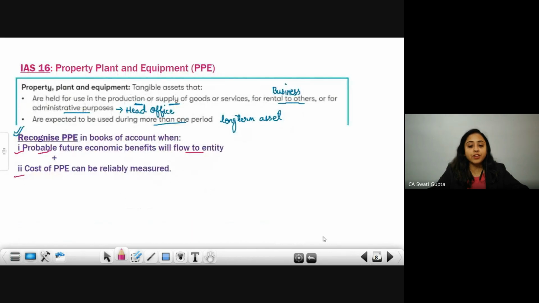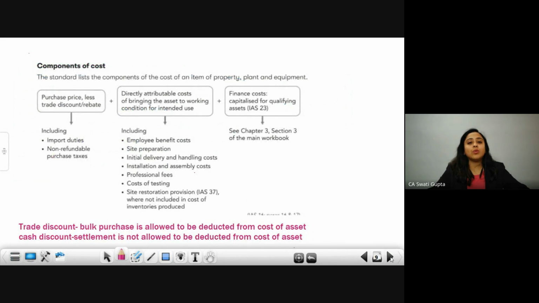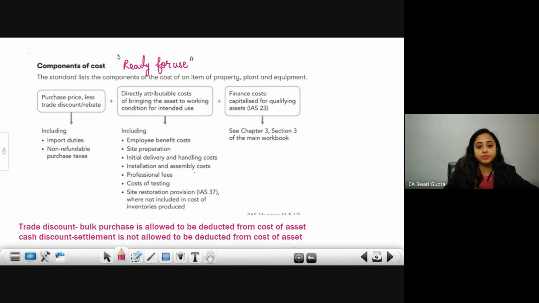Okay, next. Now, if we talk about cost, there are so many items of cost. There is a list of cost. One thing that you need to keep in mind is ready for use. As soon as the asset is ready for use, you stop capitalization. You stop adding any cost to the books of account for that PPE. Instead, any cost that is incurred afterwards will be charged to PL.